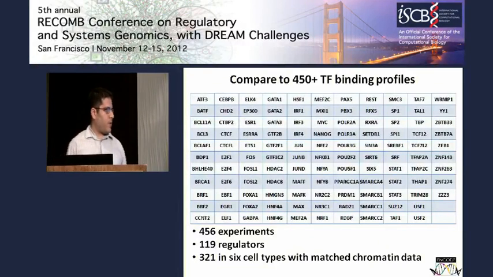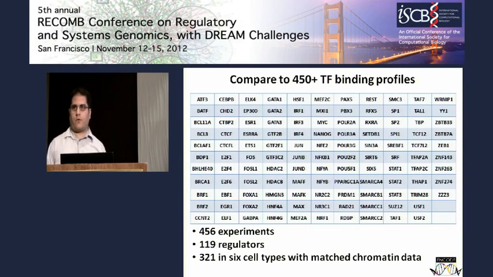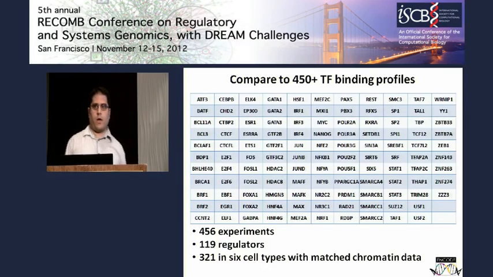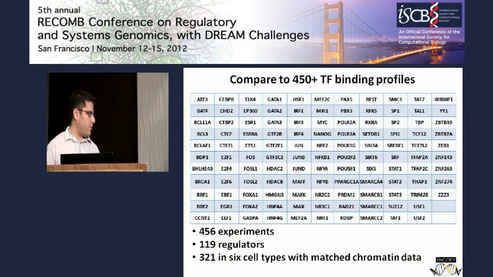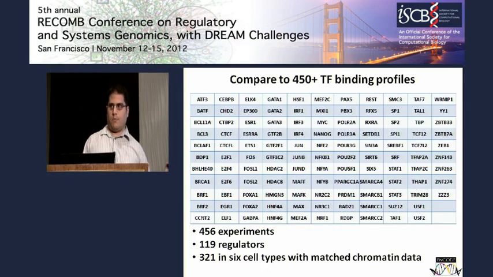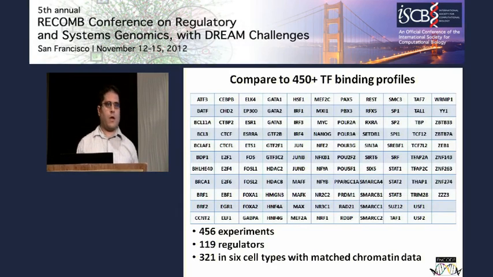So one of the benefits of working with the ENCODE consortium is that in these matched cell types in which we have these chromatin data, there's also a large panel of transcription factors mapped in the cell type. In the last ENCODE analysis round, there were, at the time, 119 regulators mapped, in total 456 experiments. And 321 of those experiments were in matched chromatin state cell types. And we were interested in now taking these regulators and systematically understanding their chromatin state preference.